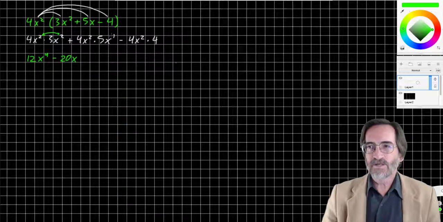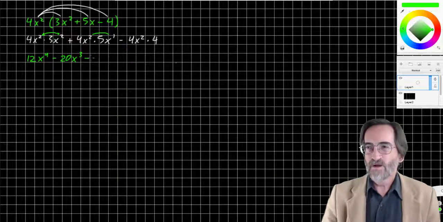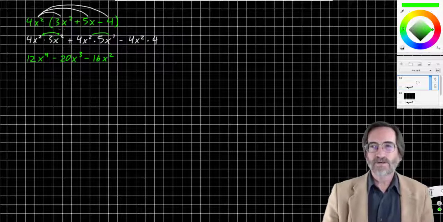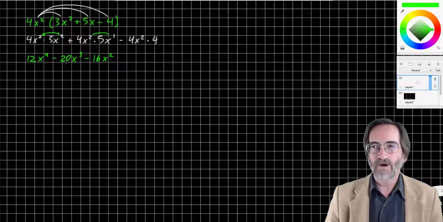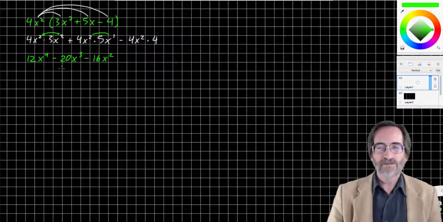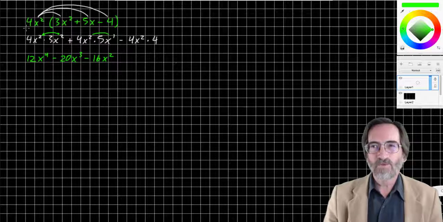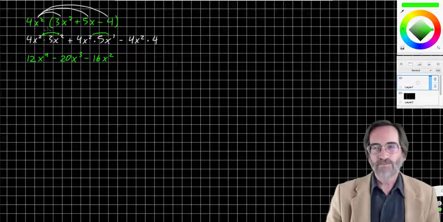X squared times x to the 1, or times x, is x to the 2 plus 1, x to the 3. 4 times 4 is 16, x squared. And there we have it. Okay? So 4x squared times 3x squared plus 5x minus 4 is 12x to the 4th minus 20x to the 3rd minus 16x squared. So notice we used addition. We ended up multiplying the coefficients 4 and 3, but adding the exponents, right? Adding the exponents, multiplying the coefficients.